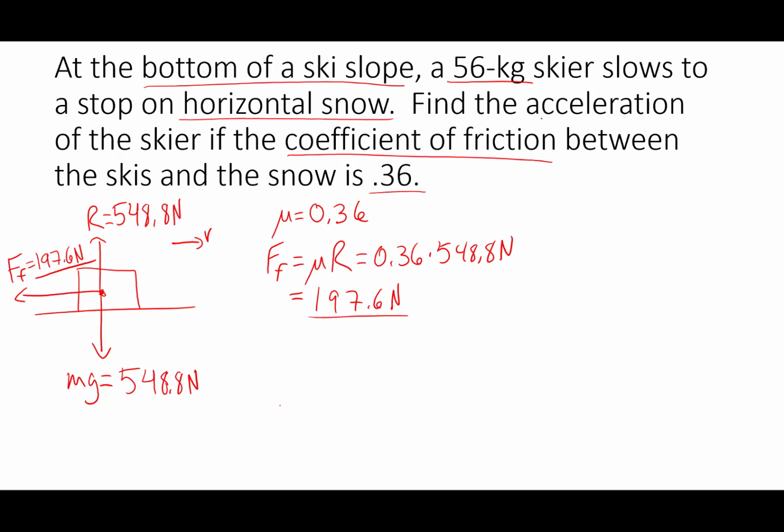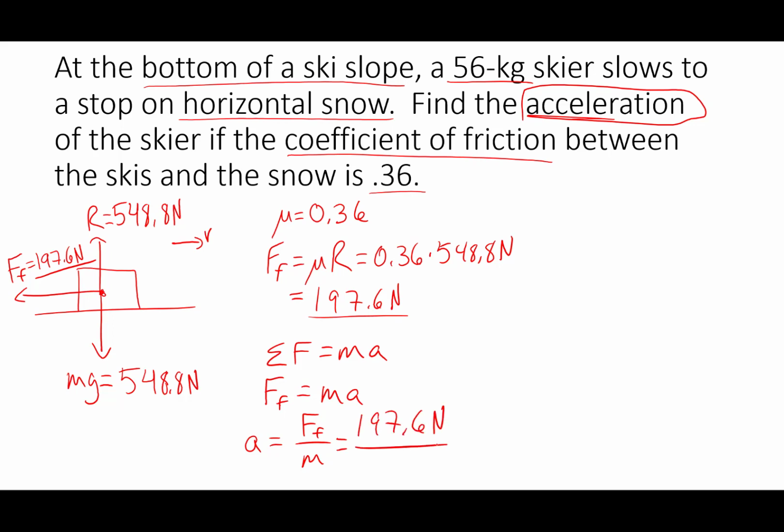We want to find the acceleration. This is our final goal. So I'll set up Newton's second law. Sigma F equals ma. There's only one force, it's friction. The force of friction is mass times acceleration, which means the acceleration is just the force of friction over the mass. 197.6 newtons over 56 kilograms. 197.6 over 56, I get 3.52 meters per second squared. And to correct sig figs, it's 3.5 meters per second squared.